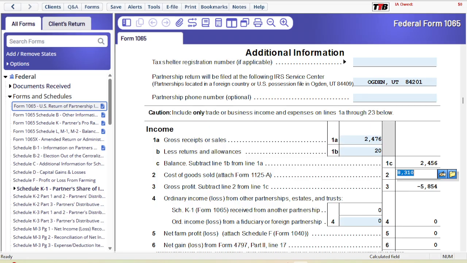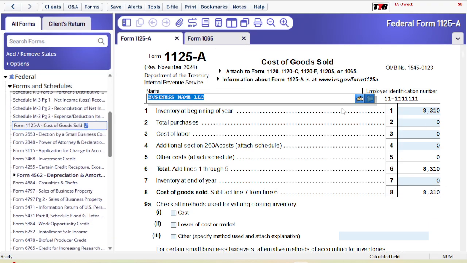Because we used this example last year, we have information in it. It pulled last year's 2024 end-of-year inventory to be our 2025 beginning-of-year inventory. So we are going to click on that folder to go to form 1125-A, cost of goods sold. So how do you complete that form?